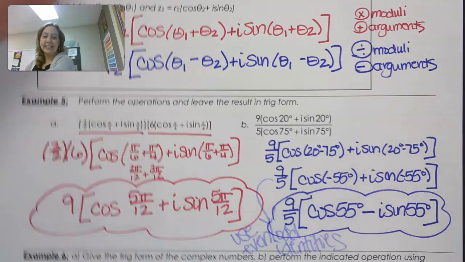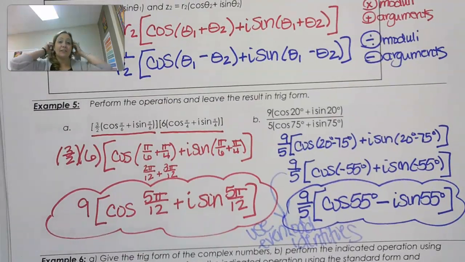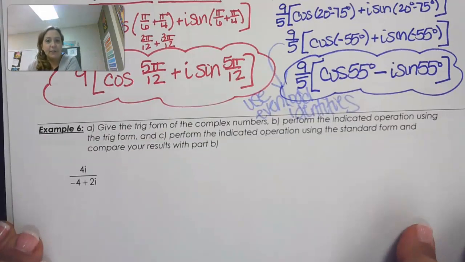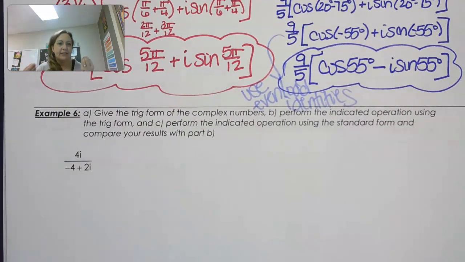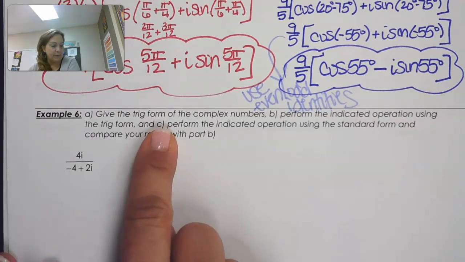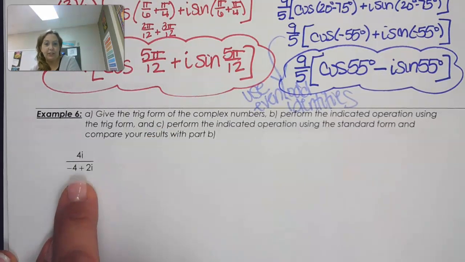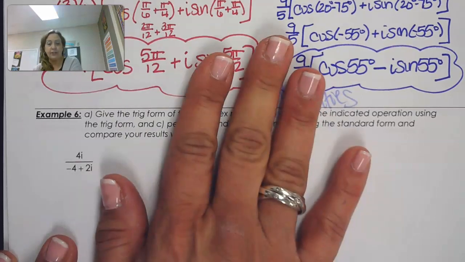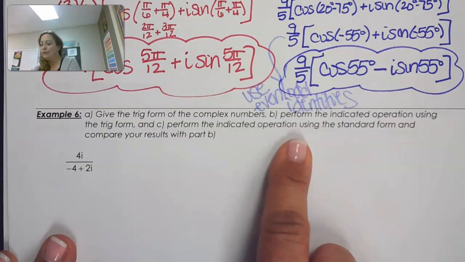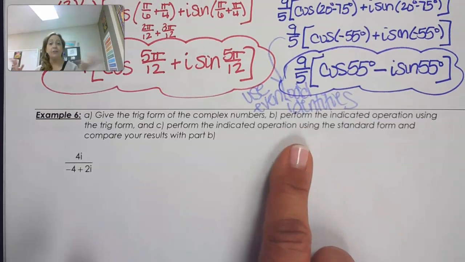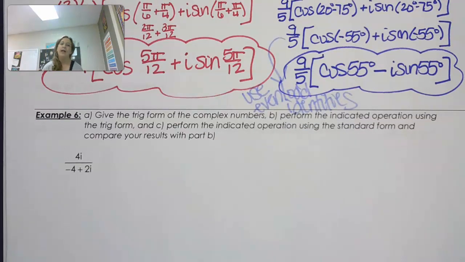Okay. Example 6. Anyway, that's the gist of it, okay, is to be able to multiply and divide these complex numbers that are in this trig form. Example 6 kind of seems like a lot, but it's just kind of good practice going back and forth. Example 6, first of all, wants us to give the trig form of the complex number. Then we're going to perform this operation, which is division, using the trig form that we just used. Then we'll perform the indicated operation using standard form, which is like what we learned in Algebra 2, and then we'll compare our results together, okay?